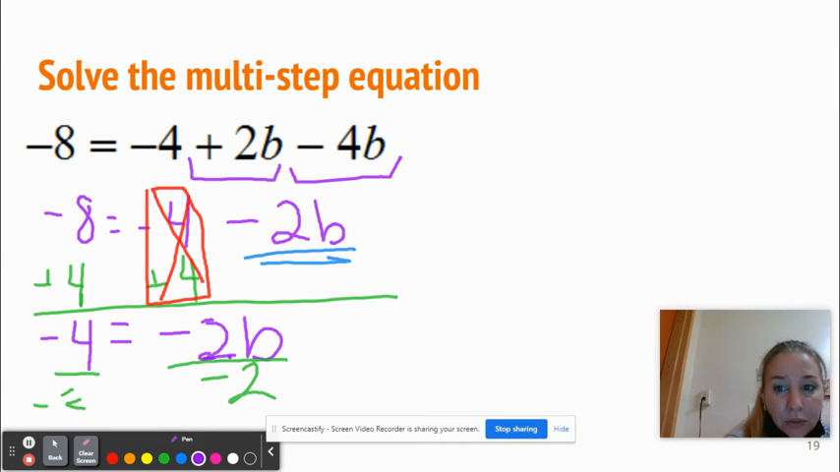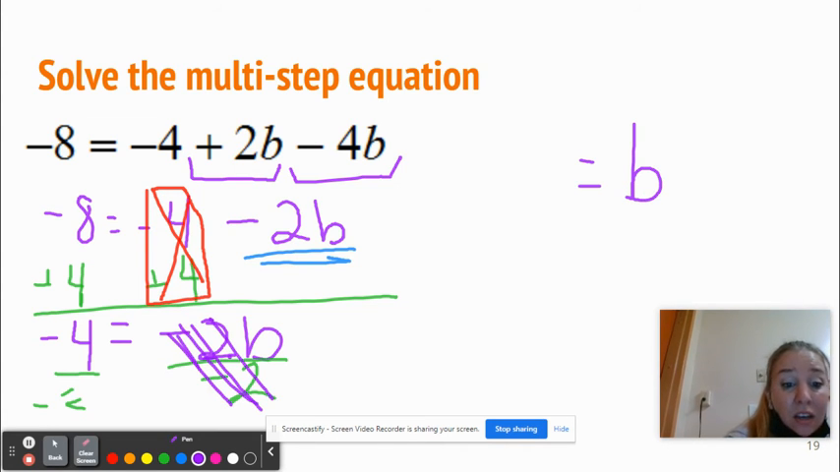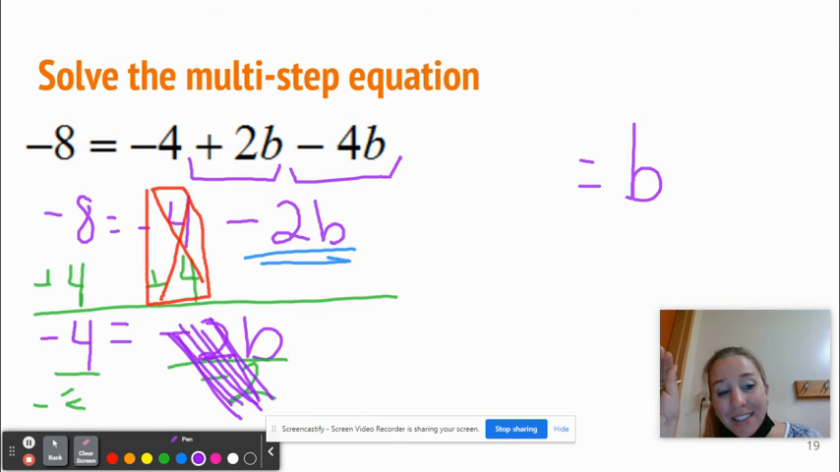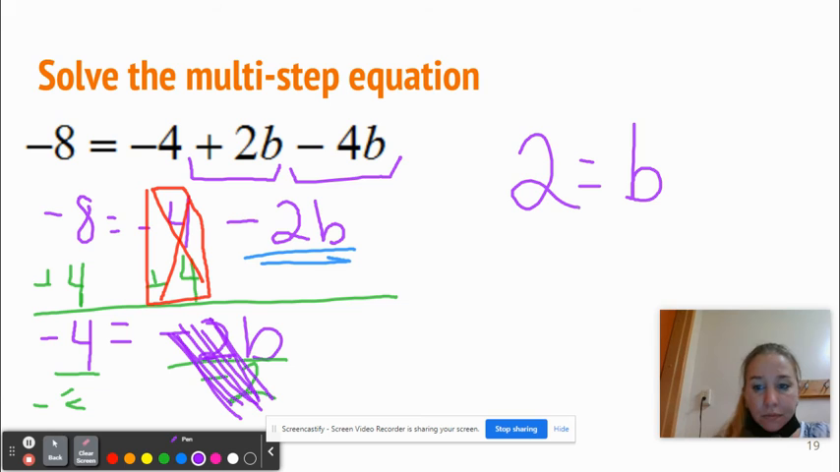Okay, and I'm running out of room, so I'm just going to write here b equals, because these cancel, or they don't just cancel, they become 1. So 1b. And then over on the left, it's -4 divided by -2, which is positive, and 4 divided by 2 is 2.